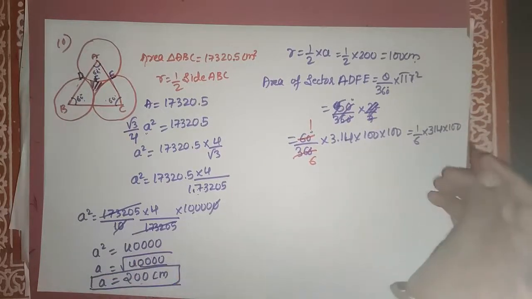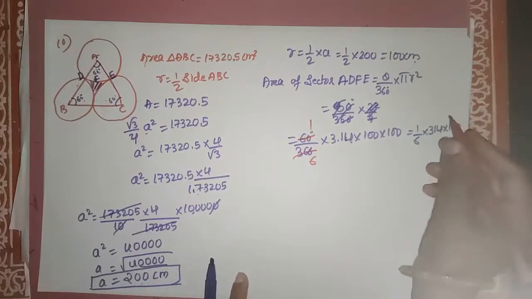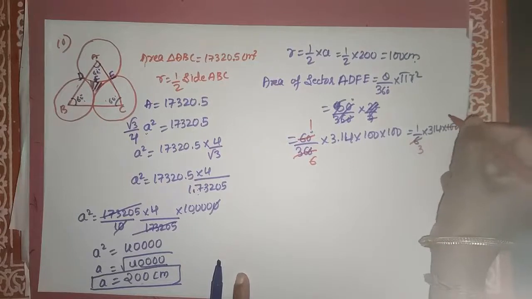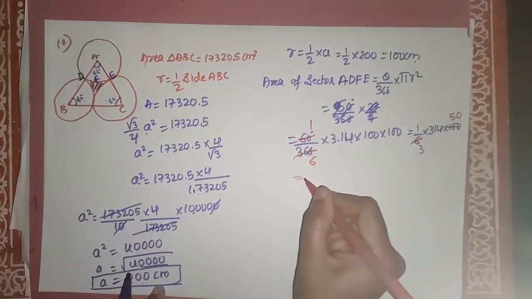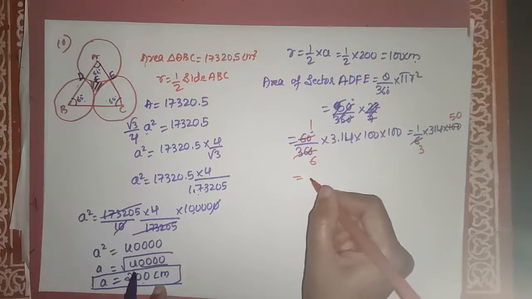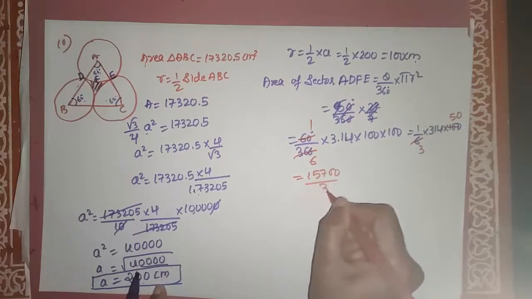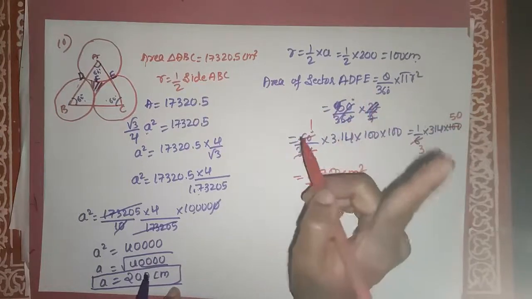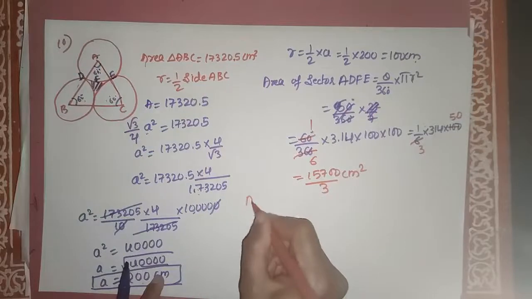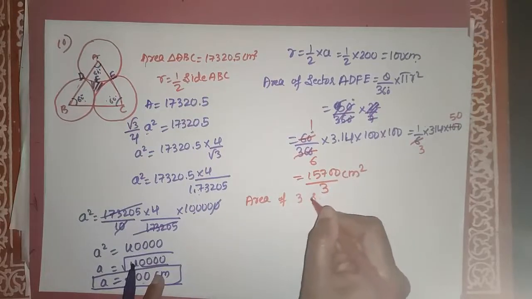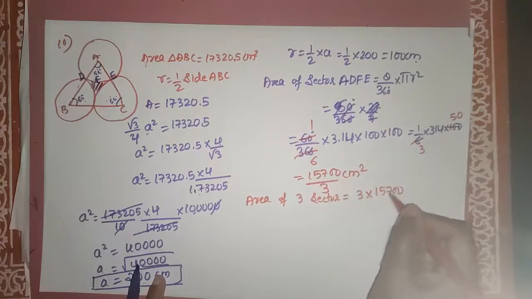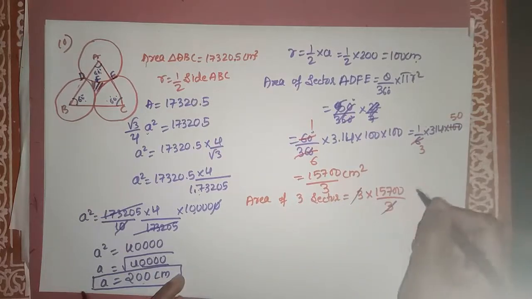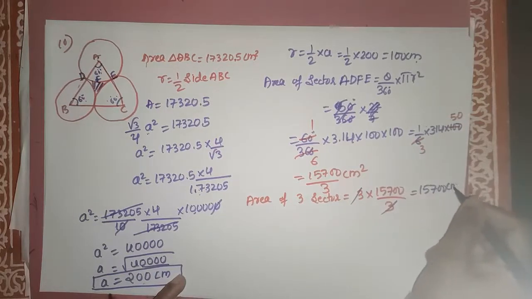So now again by calculating, on multiplying, we have 15,700 by 3. 15,700 divided by 3. Okay, here 3 gets cancelled. We have 15,700 centimeter square.